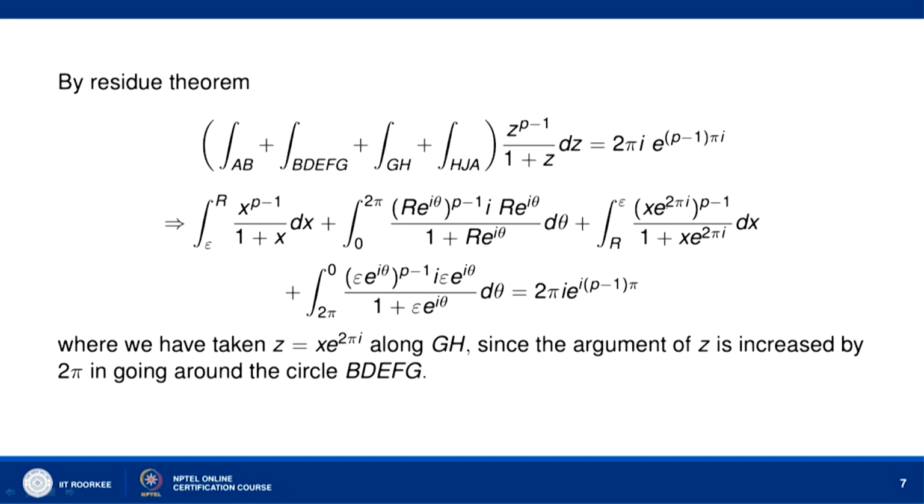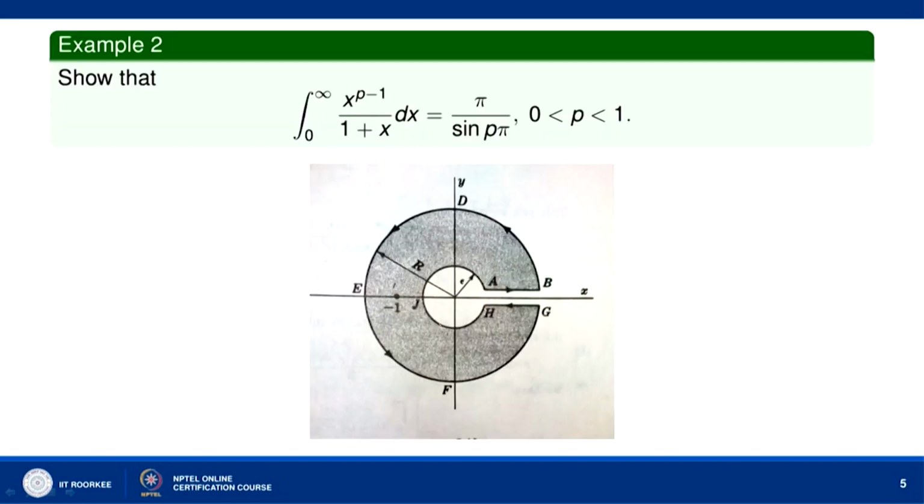Not z as x, but z is equal to x into e to the power 2 pi i, because we have taken one round about the circle BDEFG. So, (x e to the power 2 pi i) raised to the power p minus 1 over 1 plus x e to the power 2 pi i, and dz is dx. Okay. Now, we have to move along HJA.